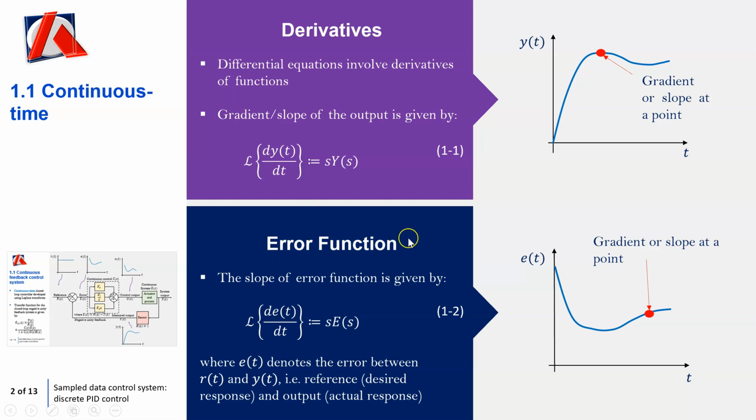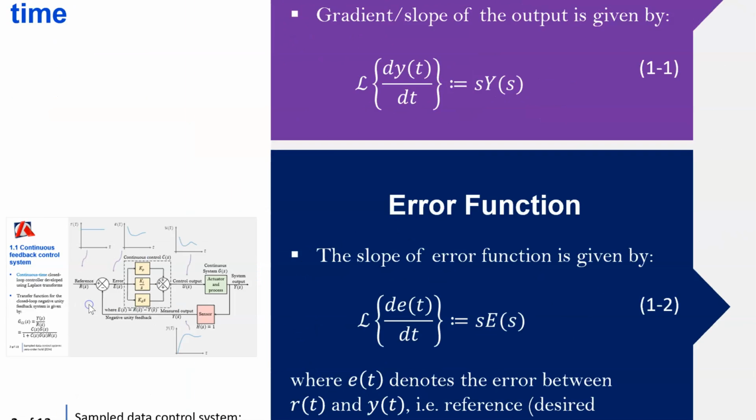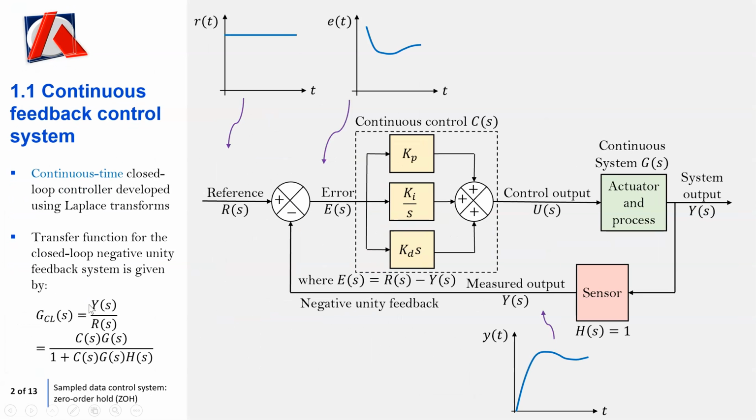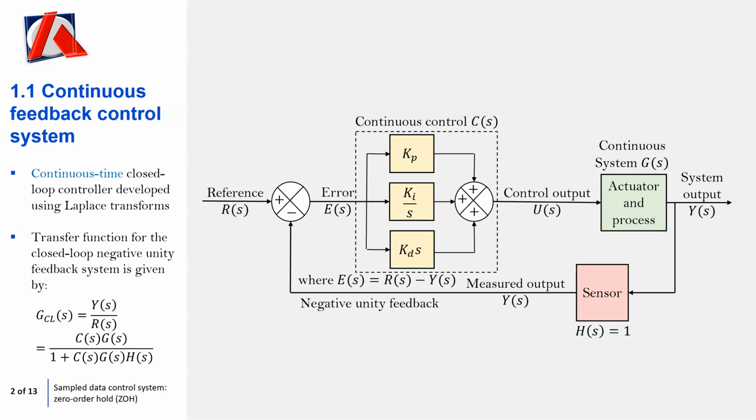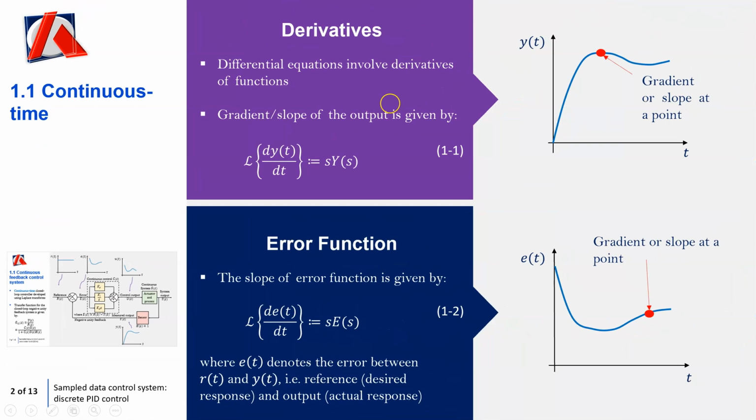And it's the same for the error function. So if we look back at the error function here, it's formed, as I said, just the reference minus the output, and then we get this error function here. Okay, so you can see all the signals are obviously continuous as we'd expect. So then again, it's just the Laplace transformation, de(t)/dt, and that just becomes s, because d/dt is s, times E(s).